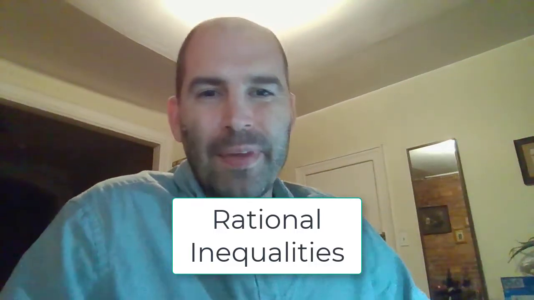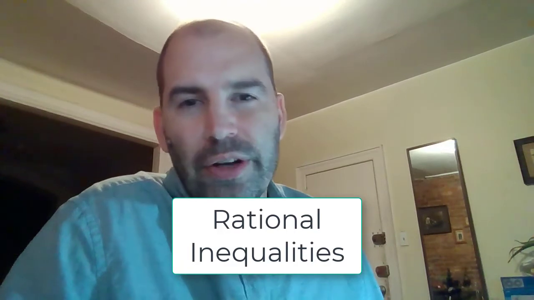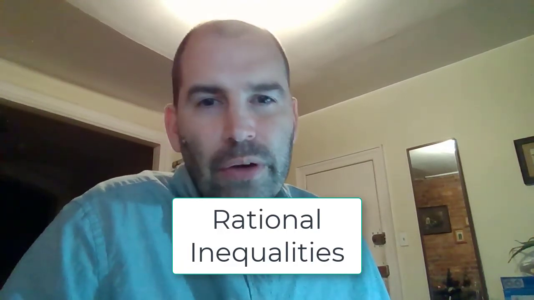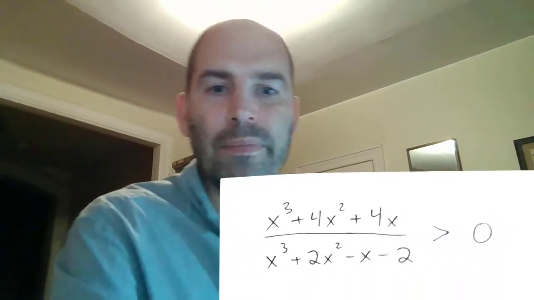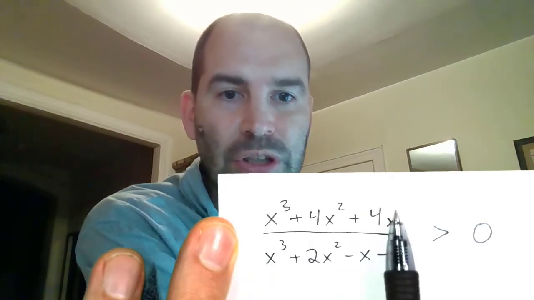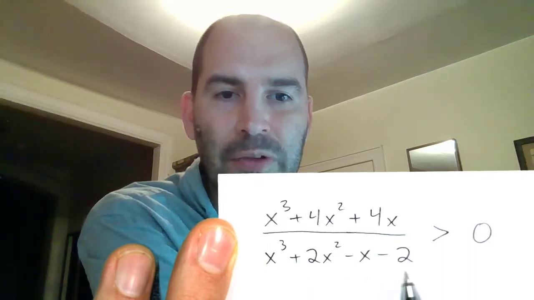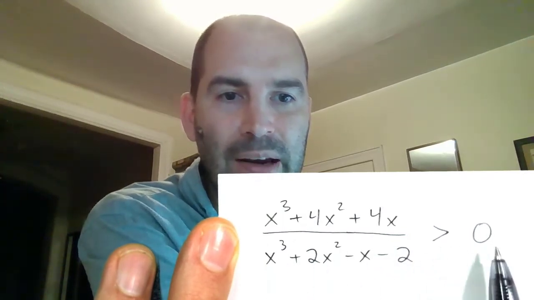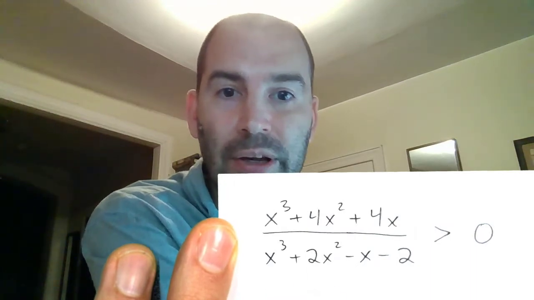Hi there, everybody. In this video, we're going to talk about how to solve rational inequalities, that is, inequalities involving rational functions. And here is an example of a rational inequality right here. Notice we have a rational function, that is a quotient of two polynomials. We have a polynomial in the numerator and a polynomial in the denominator, and we've made an inequality. So this is a rational inequality.